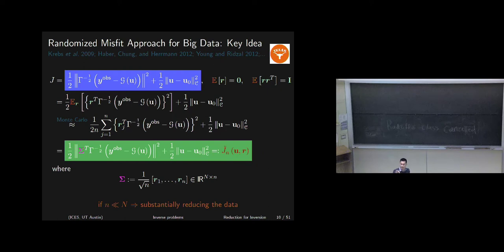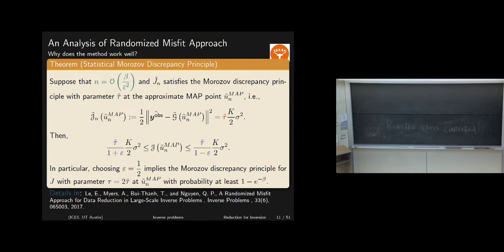In particular, this is a theorem. I'm not going to go into the details, but let me tell you the idea behind the result. What does this theorem imply? This theorem says the following. If you can find a solution in the reduced data dimension, and that solution is a Morozov satisfying solution, so what does the Morozov discrepancy principle say?